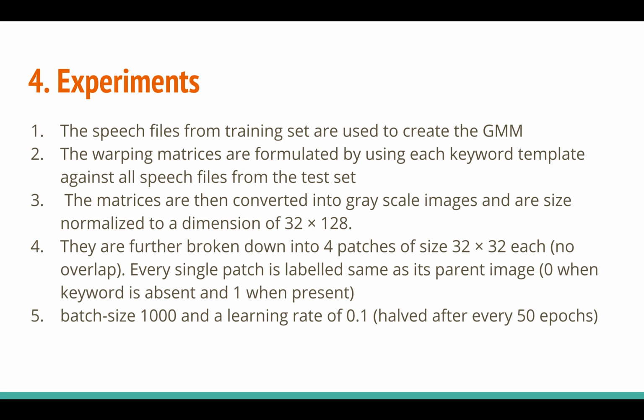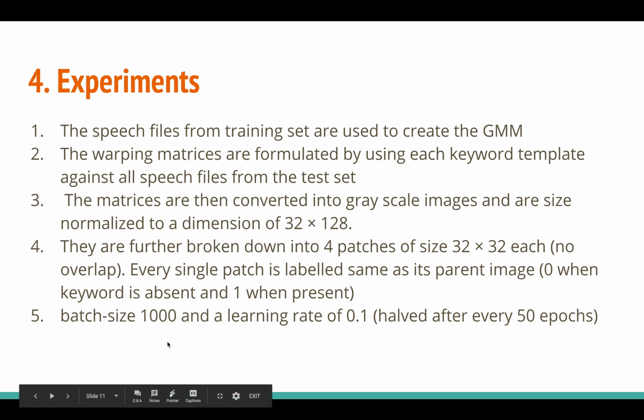Coming to the experiments, they use the same training speech files for GMM training, as I said, for training the GMMs to extract the posteriorgrams. Warping matrices are constructed for every test file and for every keyword also. Think of combinations, like 100 files and 100 keywords, and you get that many warping matrices. The matrices are then converted into grayscale because you are feeding them to the CNN. Once converted to grayscale, they normalize all the dimensions to 32 cross 128, but then break them into 4 non-overlapping pieces of 32 cross 32, and label each of them with the parent label. Basically, if the parent 32 cross 128 is positive, all these patches will be positive. They are using a batch size of 1000, I don't know why, it's very huge, and a learning rate of 0.1.